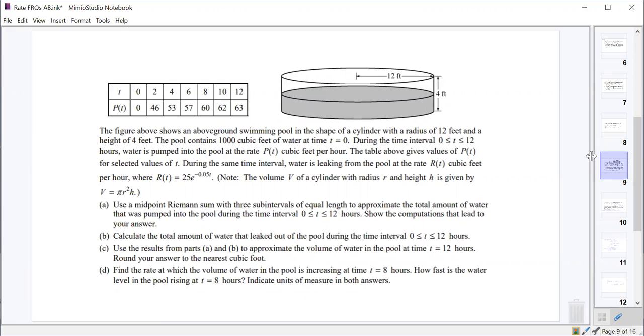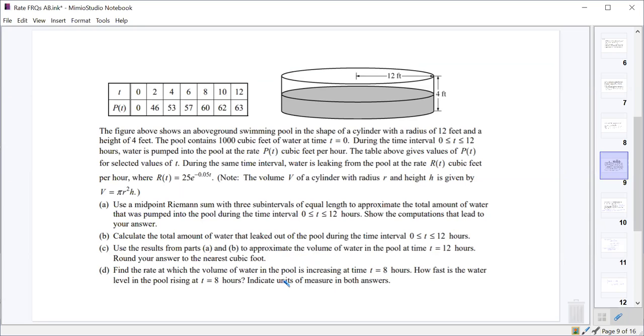Let's see. You use the midpoint Riemann sum. You definitely won't need to do that one. Calculate the total amount of water that leaks out. No, you won't need to do that. Part C: use your results from part A and B to approximate the volume of the water. You shouldn't need it for that. Part D: find the rate at which the volume of water in the pool is increasing. Yeah, you'll need it for this one.